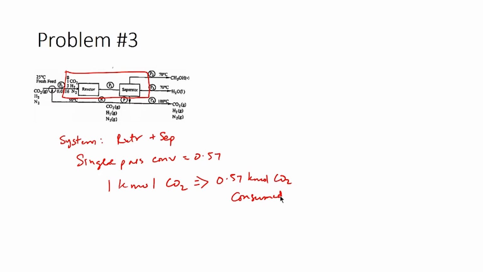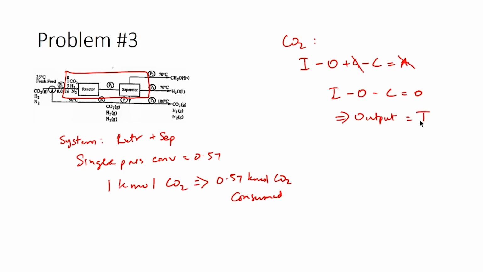So, now to get information about CO2 which is leaving the system, we would have to write a CO2 balance. So, the CO2 balance for the system would be input minus output plus generation minus consumption equals accumulation. At steady state there will not be any accumulation, and as CO2 is a reactant, it is only getting consumed, there is no generation of CO2. So, you would have input minus output minus consumption equals 0, implying that output equals input minus consumption.